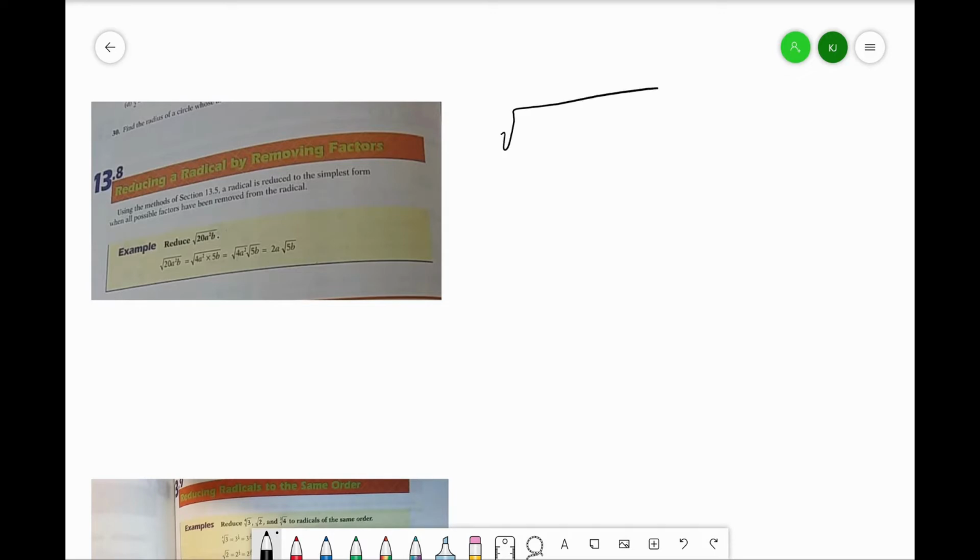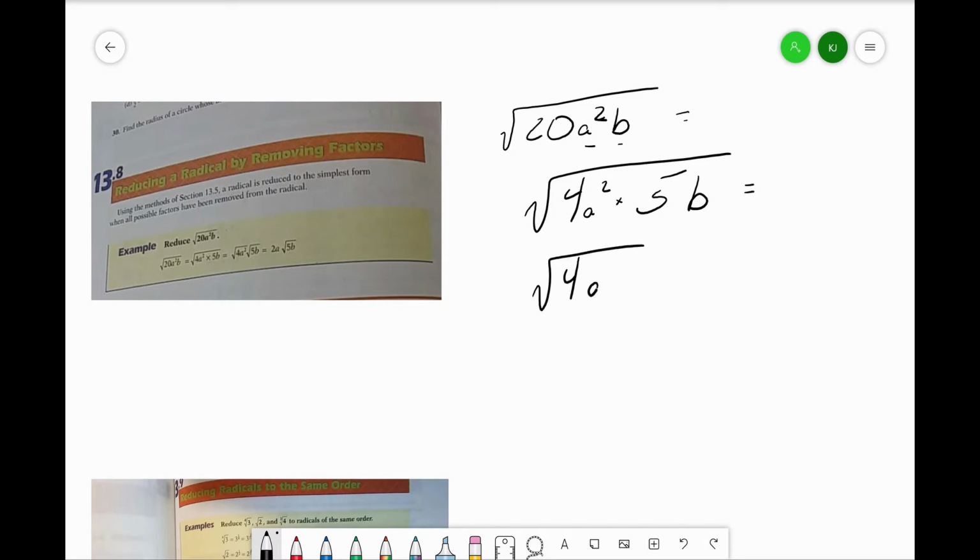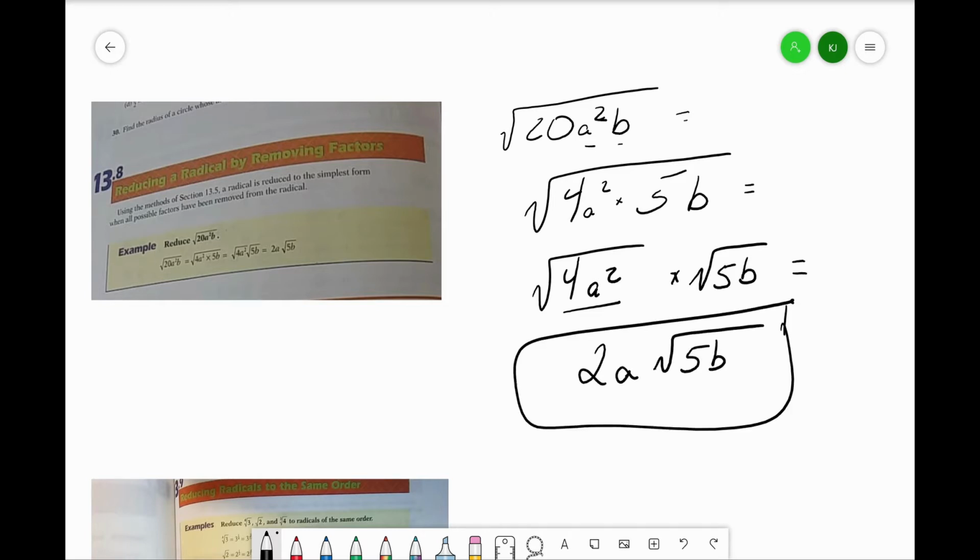the other day. So if we have the square root of 20a squared b, well, we already know that 20 can be broken down into 4 and 5. Now we want to also divide our factors up, so we have 4a squared times 5b. And from there, this is going to be the square root of 4a squared times the square root of 5b. And we already know that 4a squared can be reduced down to 2a, and that 5b can't be. So that's going to be our first part.